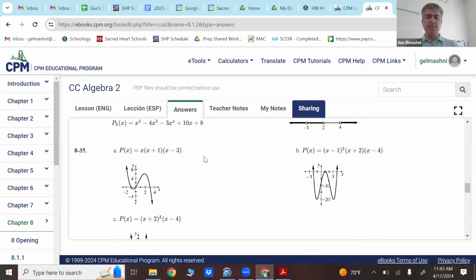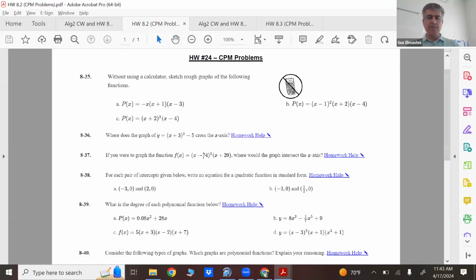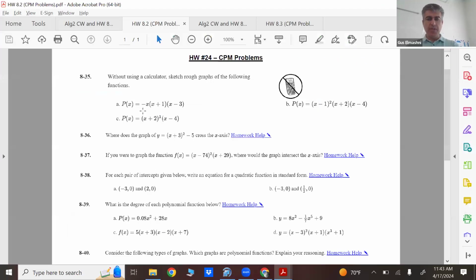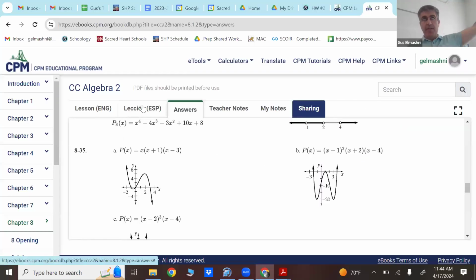Okay, for 835, you're asked to graph these or do a rough sketch. So what you want to do is look for the x-intercepts. For A, the x-intercepts are 0, -1, and 3. See how it crosses there? And given the end behavior of it, there's a negative out in front, and the highest term is x cubed. So it's got to go left. The left arrow is pointing up, the right arrow is pointing down.